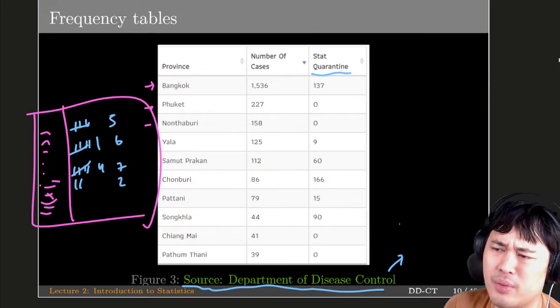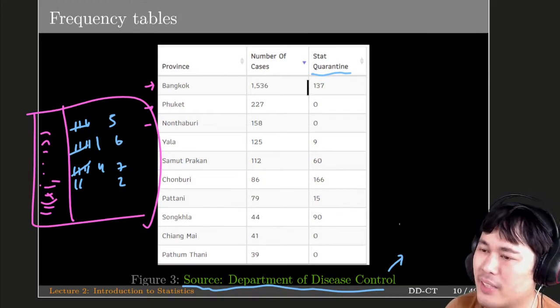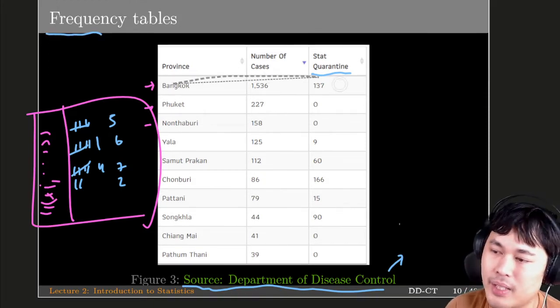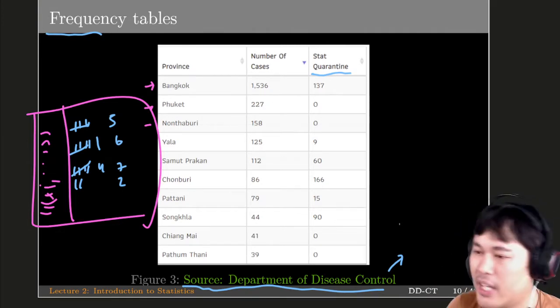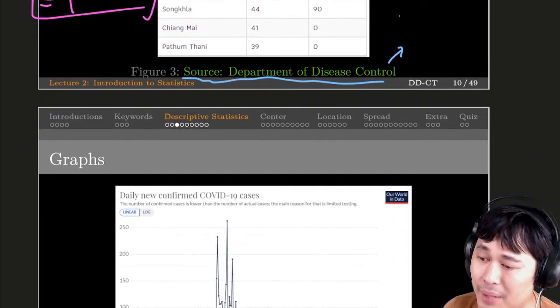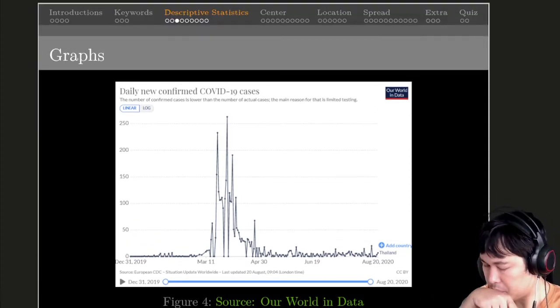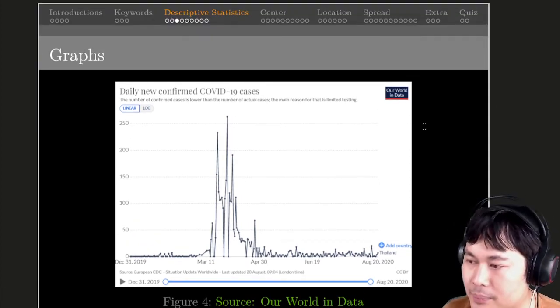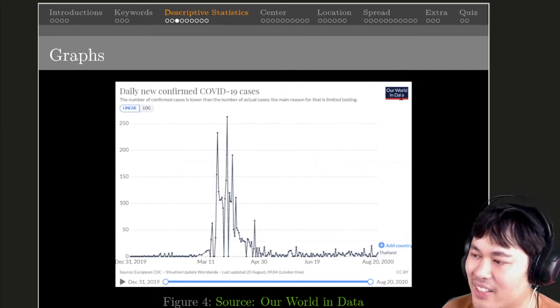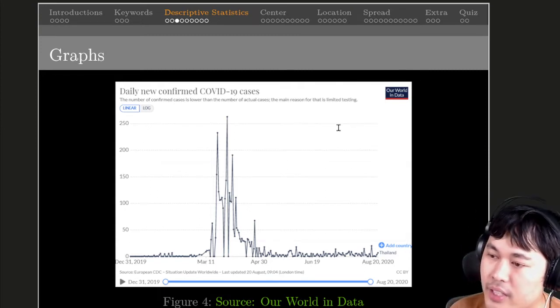Well, that's the most basic one. Just a table that counts how frequent each row happens. Then we have some graphs. Here's some nice graph. And that's a nice graph again. This is from Our World in Data.